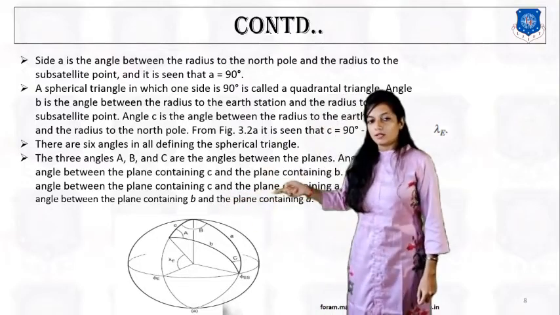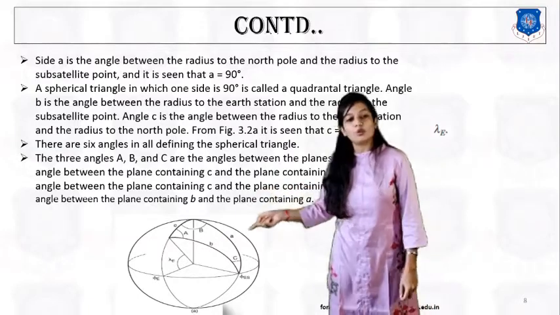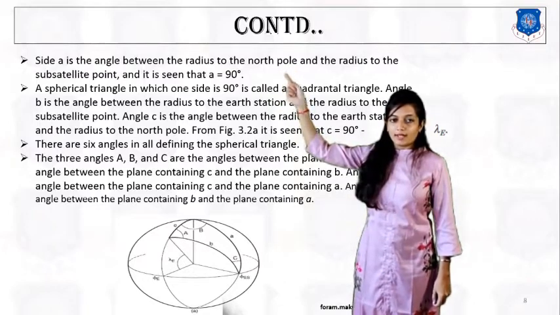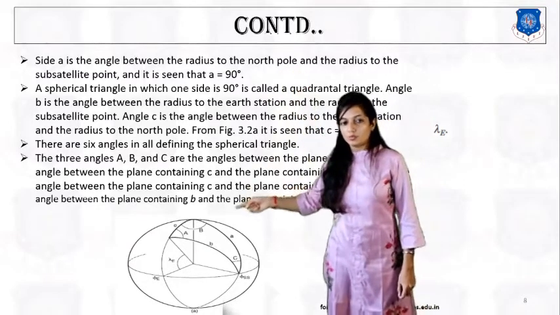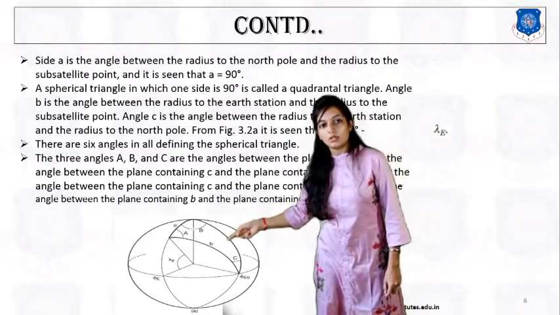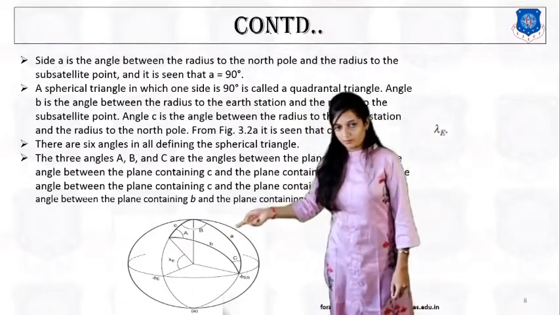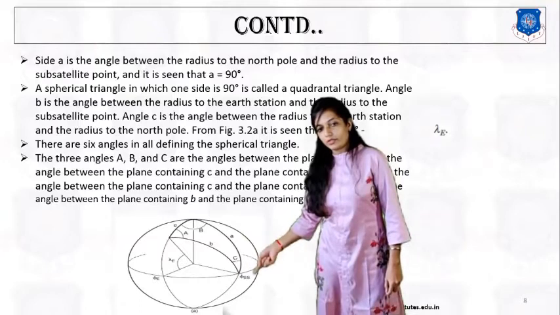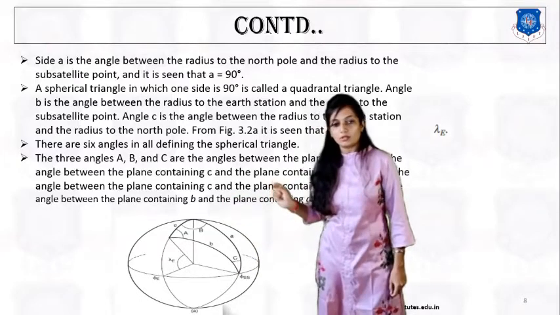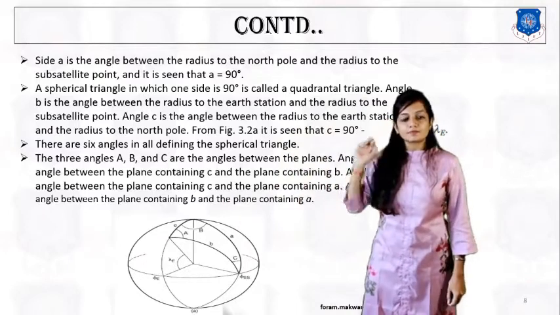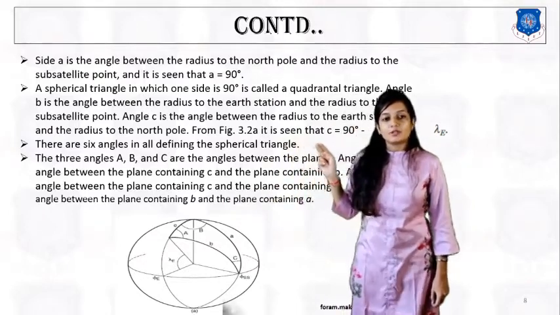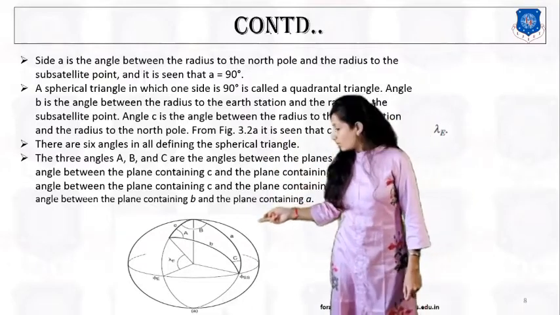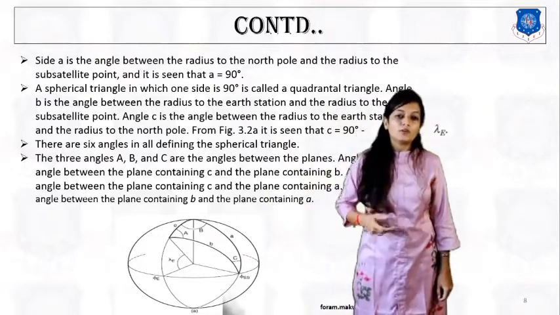For small c, side small a and side small b, what does it represent? So the side a is the angle between the radius to the north pole and the radius to the sub-satellite point. This is small a. Okay, this is a radius to the sub-satellite point to the radius to the north pole. Second, we are going to consider the small b, but from this diagram we are able to estimate the value of small a is 90 degree. Right? Now small b, what is small b?